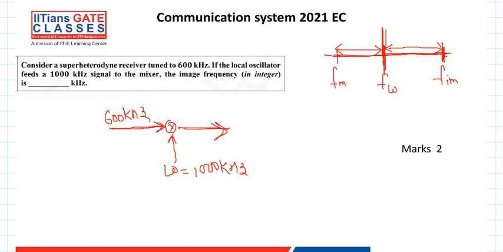Now this one is at 1000, this one is at 600. So the distance between these two is 400. So the distance between these two will also be 400. So this point will be 1400. So the image will be 1400 kilohertz.